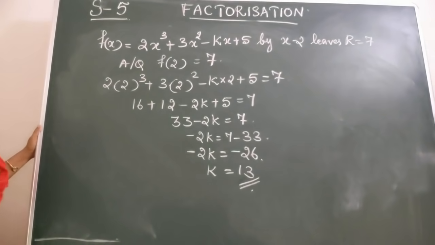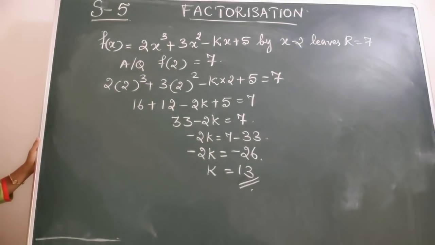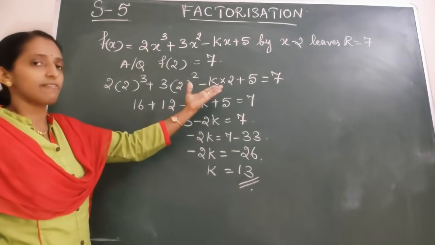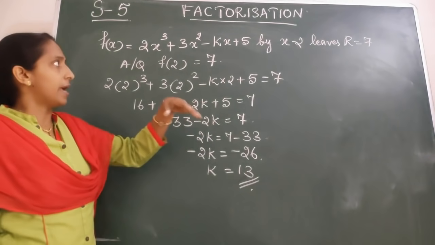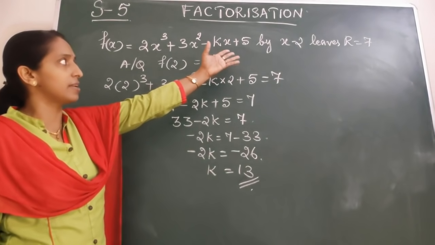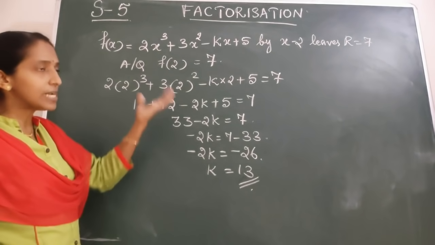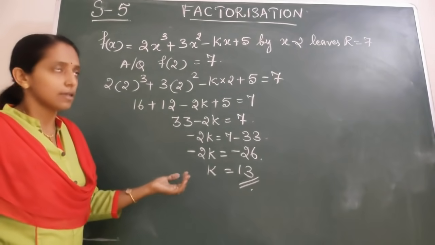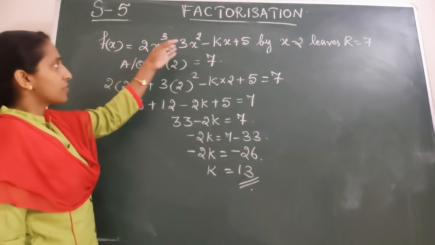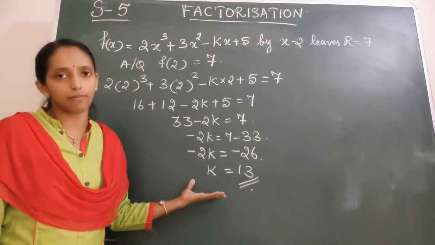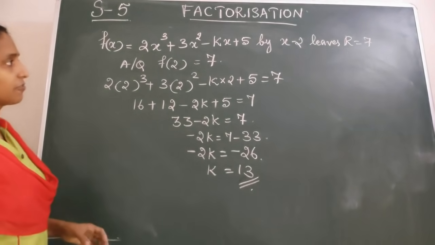So this is one of the applications of the remainder theorem. Application means when it is leaving the remainder, you will substitute the remainder value in the RHS, and the dividing term is given, x minus 2. So from that, you will take the value of x, and that value of x you will substitute in the polynomial. Then after simplification, you will get the value of k. Just to note down, find the value of k.